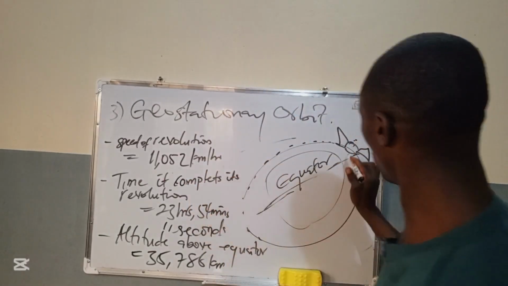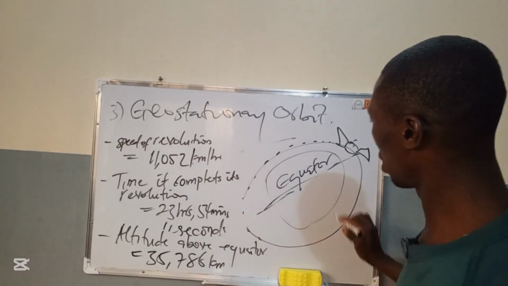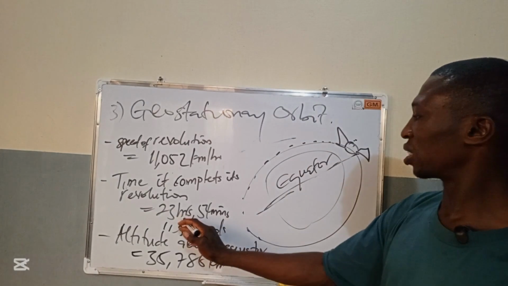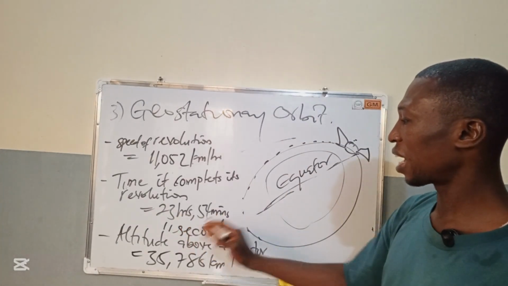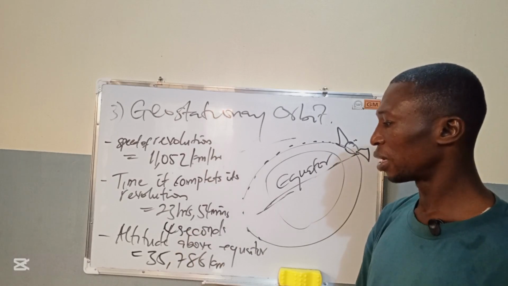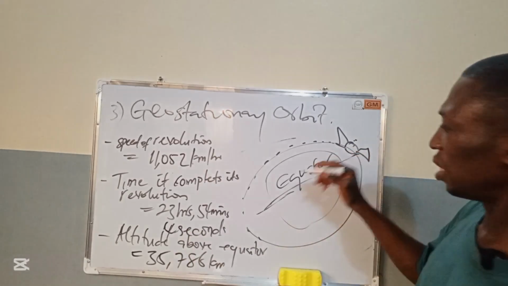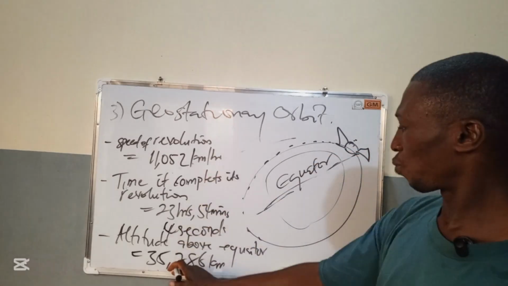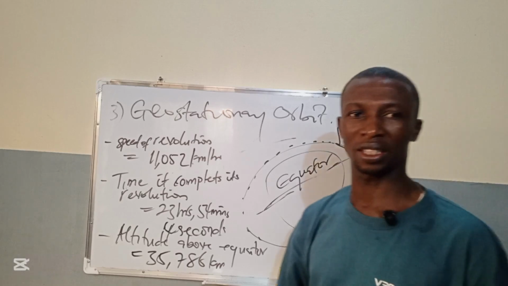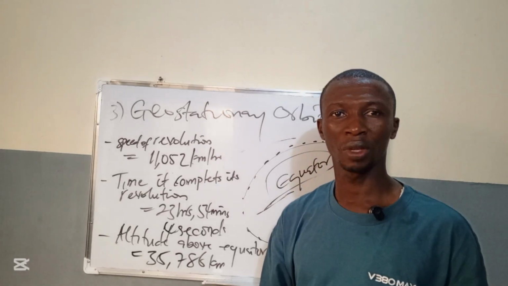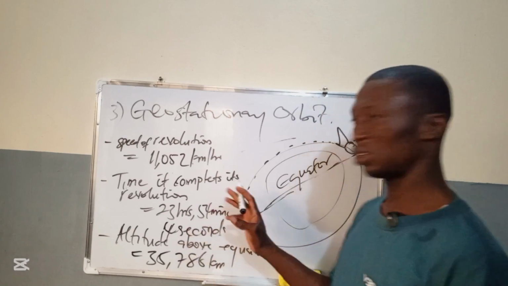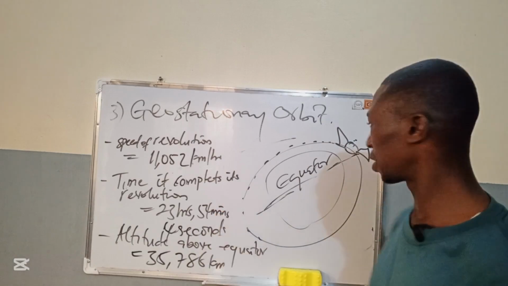The time it completes its revolution, while the Earth rotates about its axis, is 23 hours, 54 minutes, and 4 seconds. Now the altitude, that is the height from the equator, is 35,786 kilometers. That is the altitude. In the description, we'll put other parameters that concern this satellite.